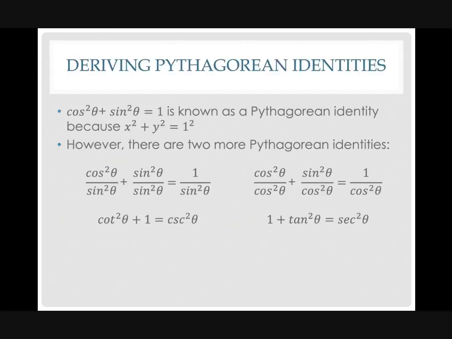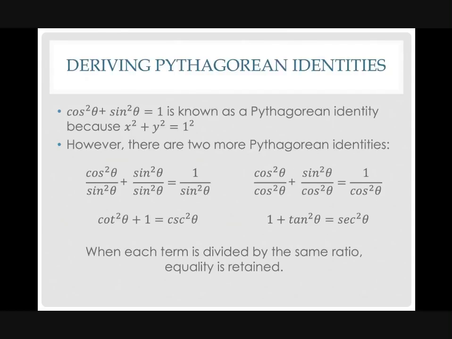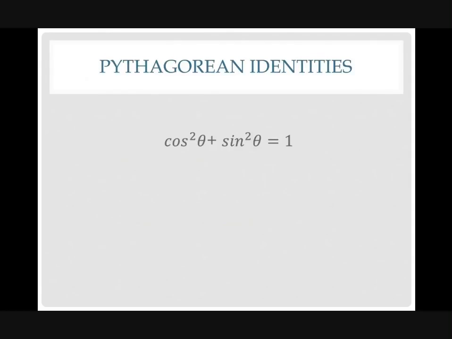And the second, if we divide everything by cosine squared theta, again, we have equality. And we get the following: 1 plus tangent squared theta is equal to secant squared theta. So here are the Pythagorean identities listed again.